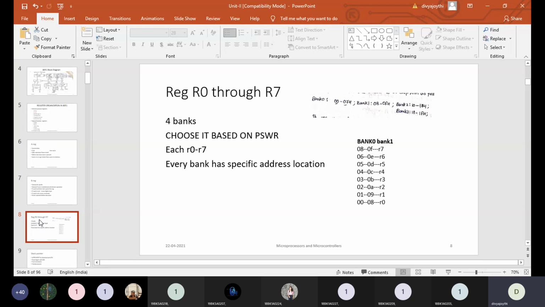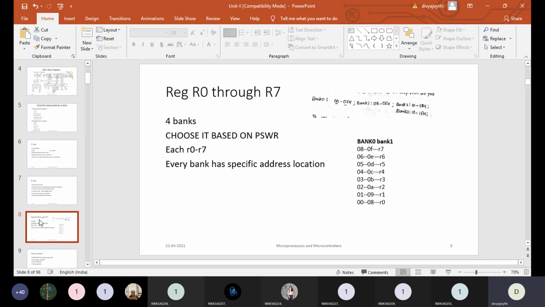I'm repeating this once again. There will be 4 banks where each bank will contain R0 through R7 registers. At a time, we can use only one bank in our program. So which bank do we need to use? That is decided by the PSW.